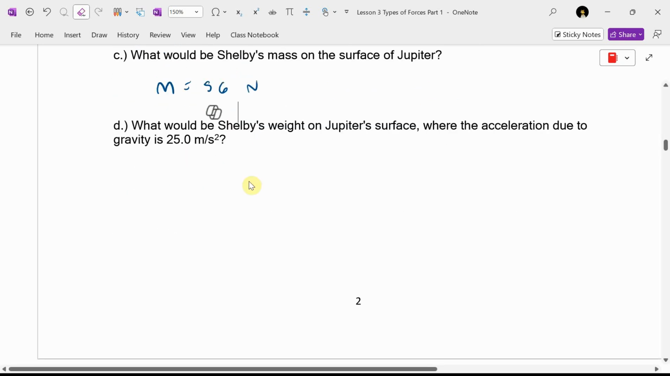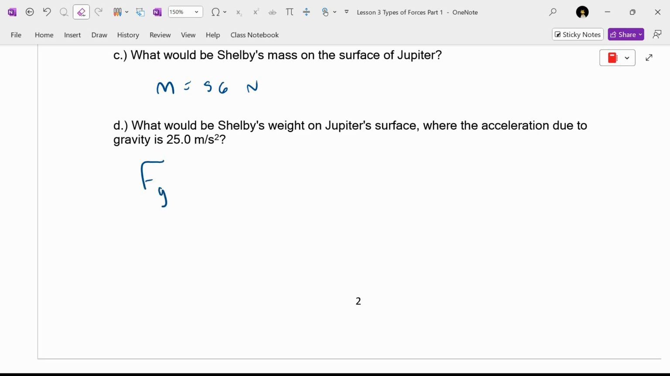And so, what would Shelby's weight be on Jupiter's surface? Mr. Dueck, Jupiter doesn't have a surface. It's a gas giant. Good point. But let's pretend we were floating like a spaceship right on the surface of Jupiter and she was standing inside the spaceship. How heavy would she feel? What would her weight be?